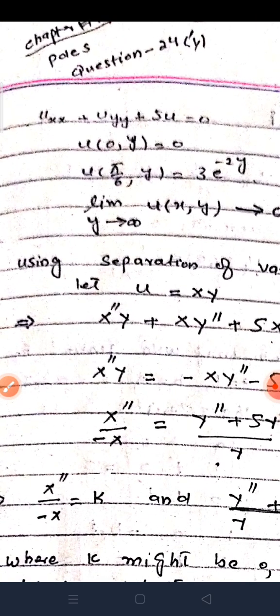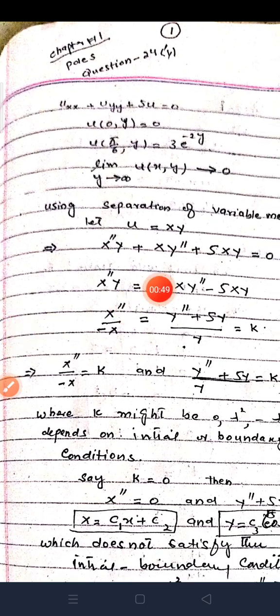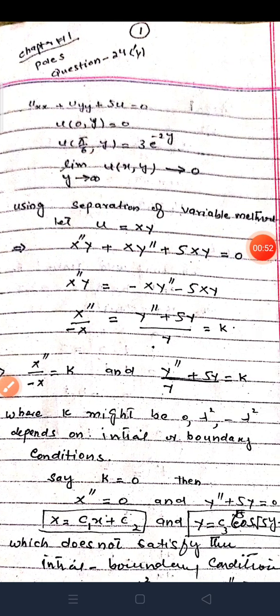According to question number 1, we have the partial differential equation u_xx plus u_yy plus 5u is equal to 0, along with the boundary conditions u(0, y) is equal to 0 and u(pi/6, y) is equal to 3e^(-2y), and as y approaches infinity, the function approaches 0. Now we are going to solve this problem starting with separation of variables.